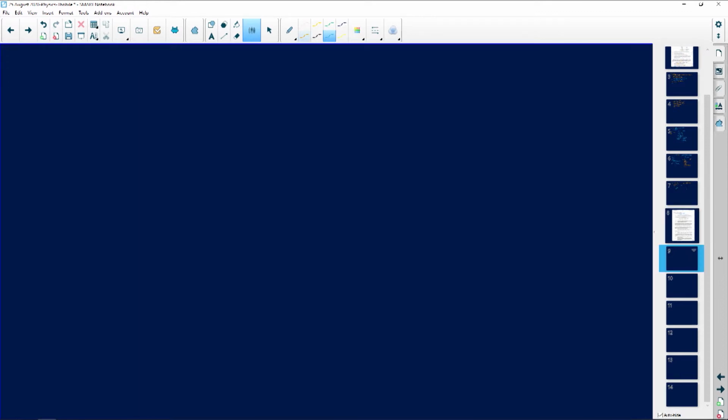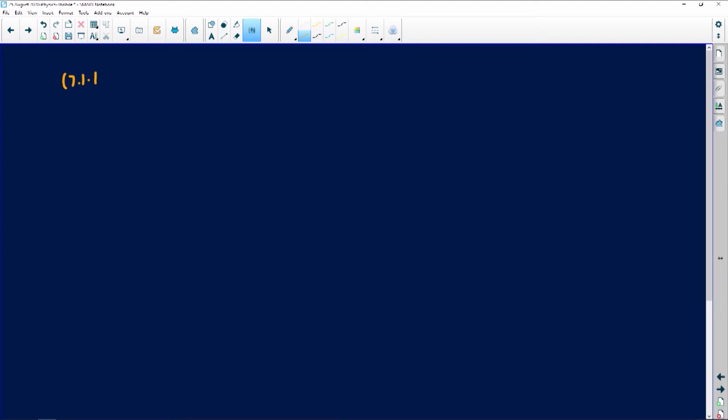So let's answer this question. So this is number 7.1.1. We need to define it according to Lowry-Brønsted, and it says an acid is a proton donor. Can't spell proton. A proton, which is H plus, so an acid is an H plus ion donor. So we know that it's going to lose the one. So let's go to the next question. Let's see what that one says.